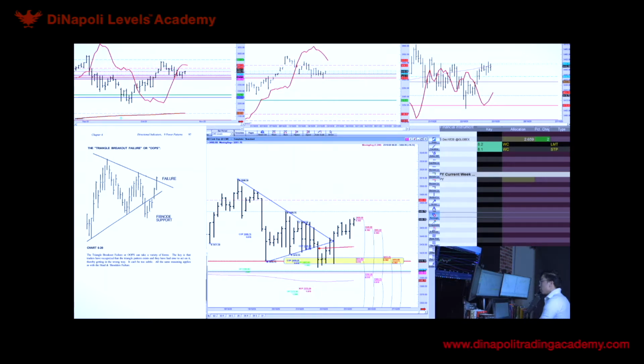Details of this directional pattern can be found on page 97 of Joe's book, Trading with DiNapoli Levels, and it is also discussed in great detail in the DiNapoli Academy online trading course.